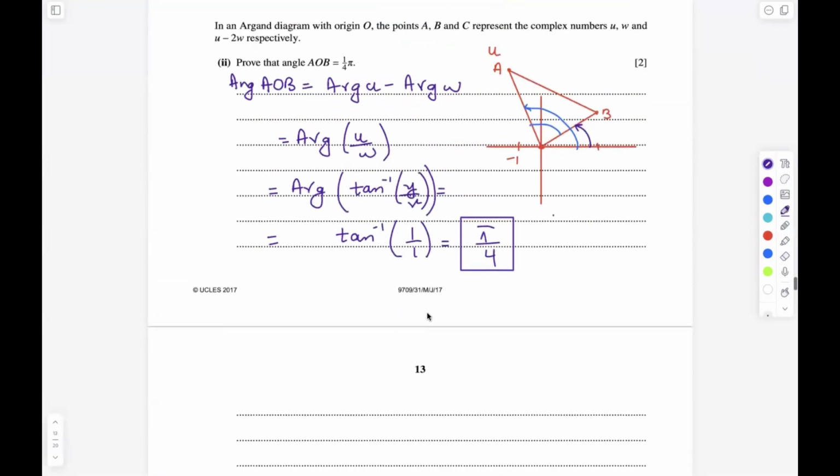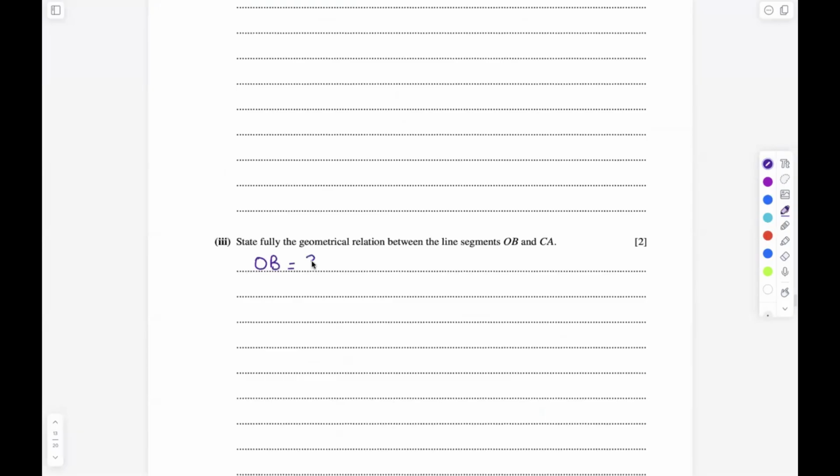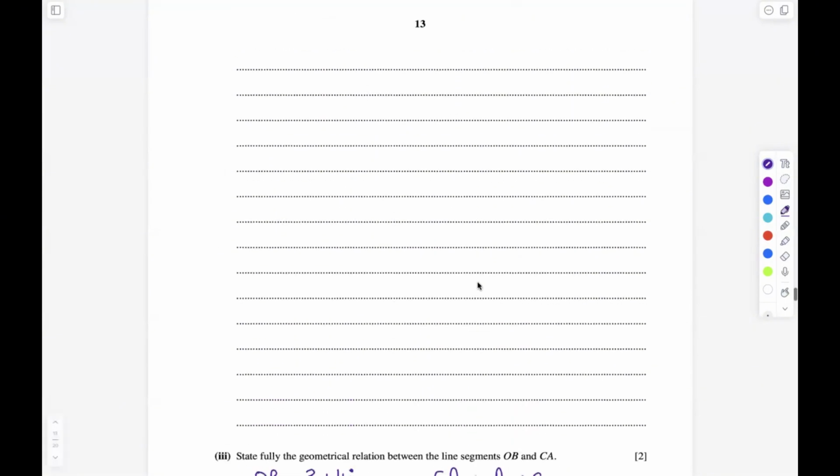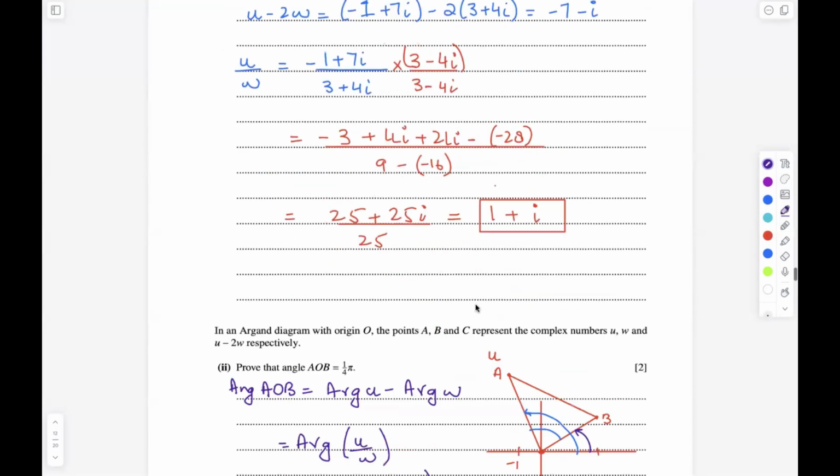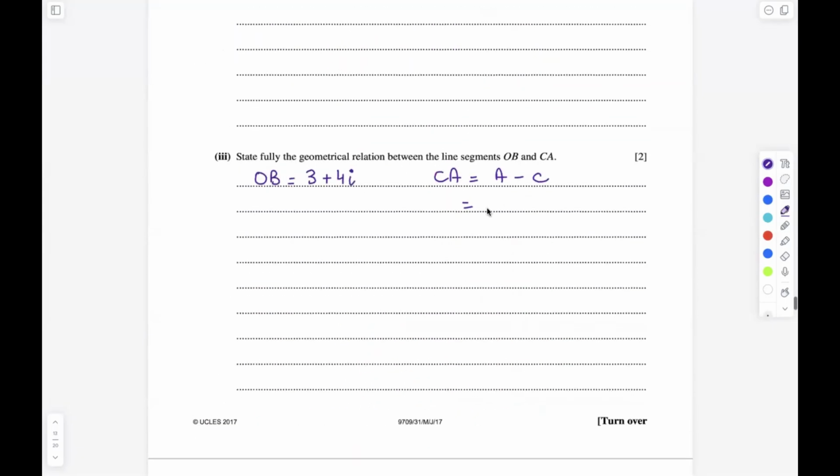In part 3, we have to state fully the geometrical relation between the line segments OB and CA. We know that O is the origin, and B was 3 + 4i, so OB will be 3 + 4i. Finding CA, CA will be equal to A minus C. A was represented by u, which was -1 + 7i, so we write -1 + 7i over here.